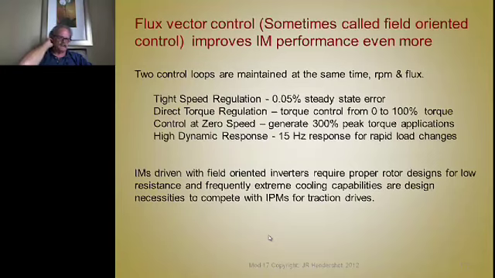These are all possible with a field-oriented control, which is a flux vector drive. You're controlling the magnetizing flux, breaking down that phase current vector into two vectors and controlling the magnetizing current, which results in controlling the magnetizing flux.